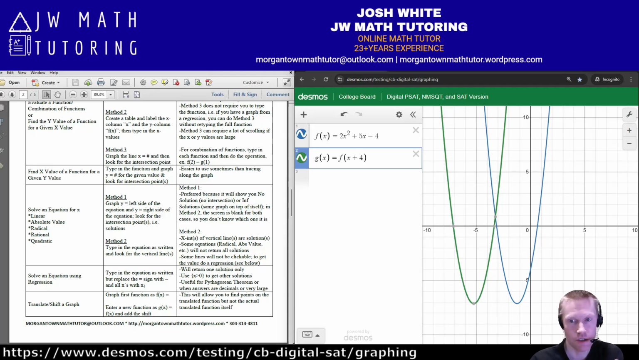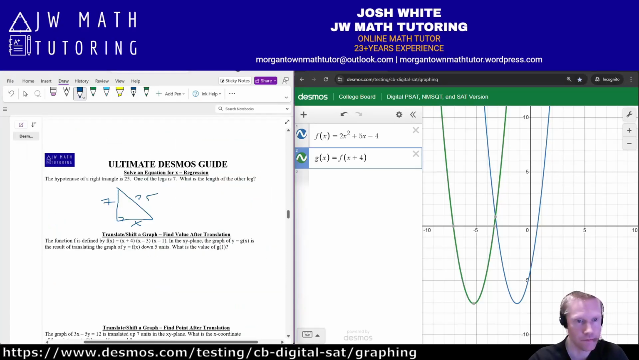And in addition to finding what a function looks like after a transformation, sometimes you'll have a problem where you'll be given the translated function and you want to find the original function, or you want to find a point or a value on the translated function after the translation occurs. Those are all types of problems that you may see where you would use translations.